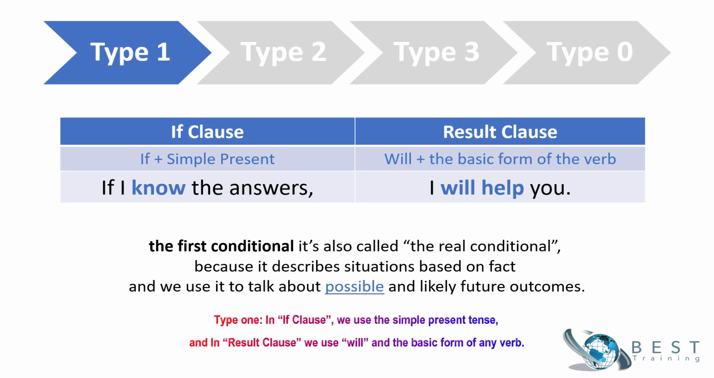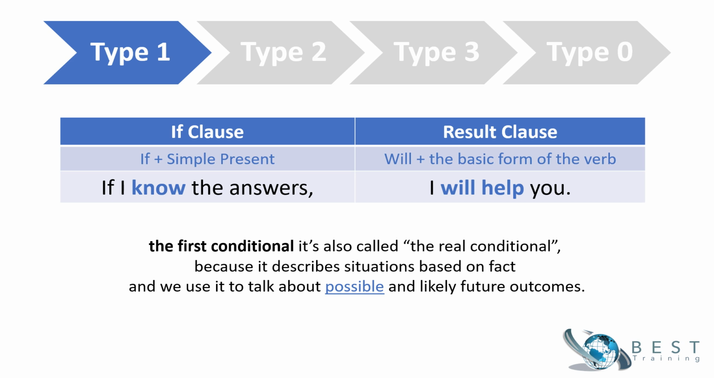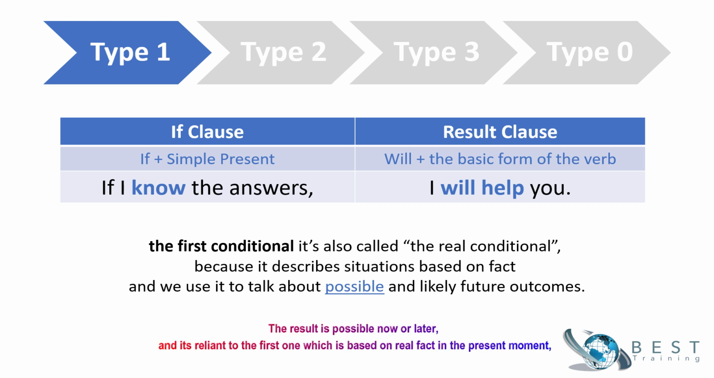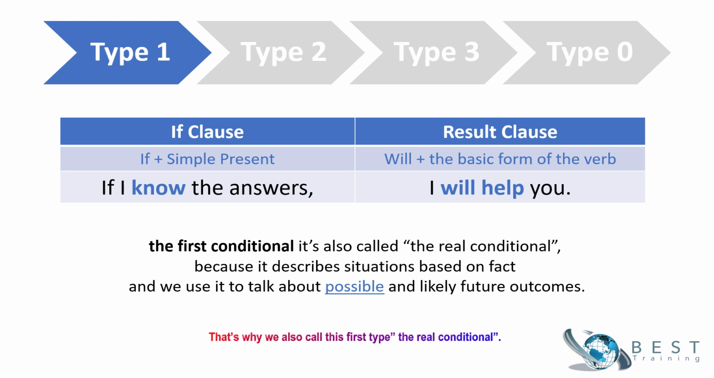Type 1. In if clause, we use the simple present tense. And in result clause, we use will and the basic form of any verb. Instead of will, we can also use other modals depending on the nuance of the sentence. Look at this sentence. If I know the answers, I will help you. The result is possible now or later. And it's aligned to the first one, which is based on a real fact in the present moment. That's why we also call this first type the real conditional.